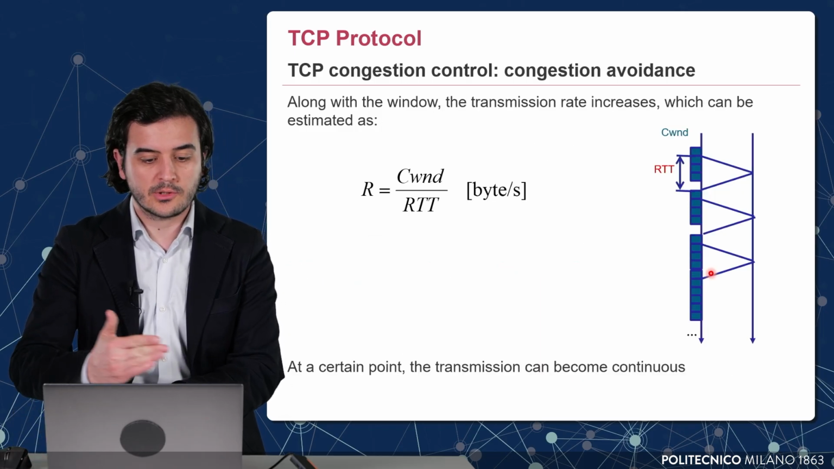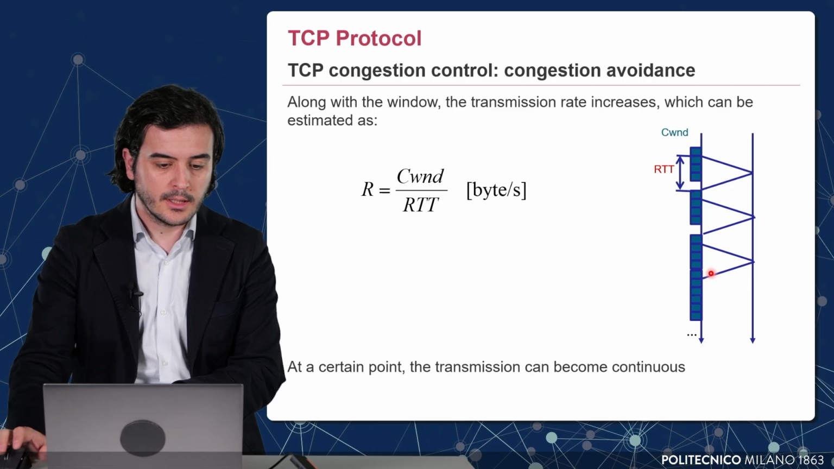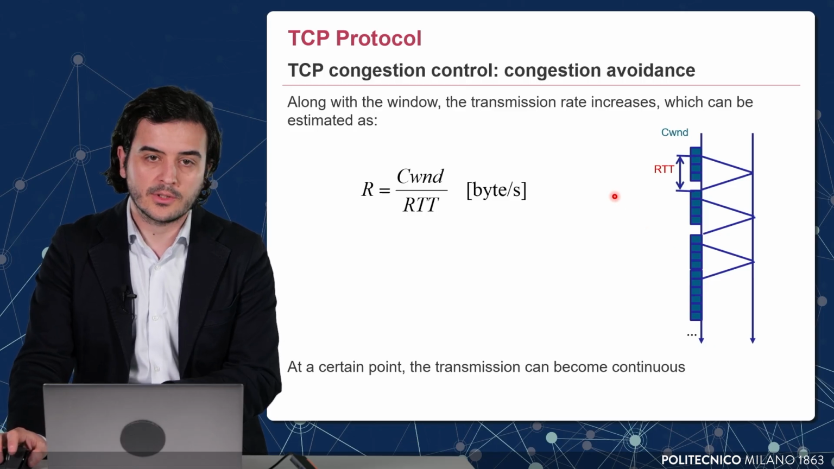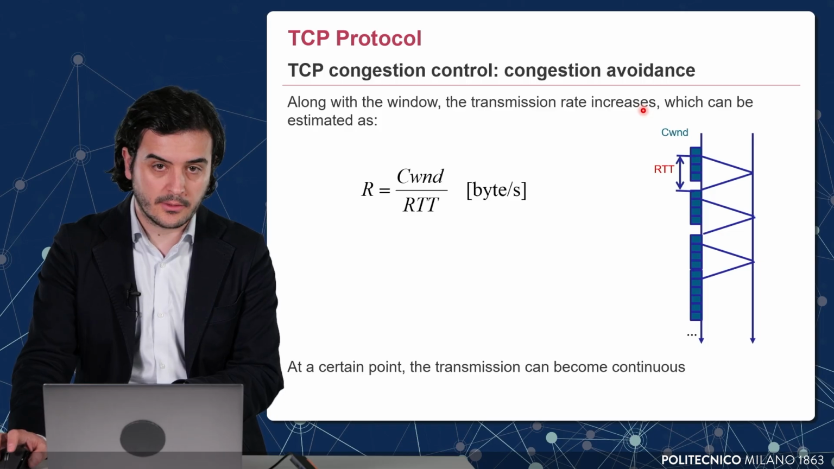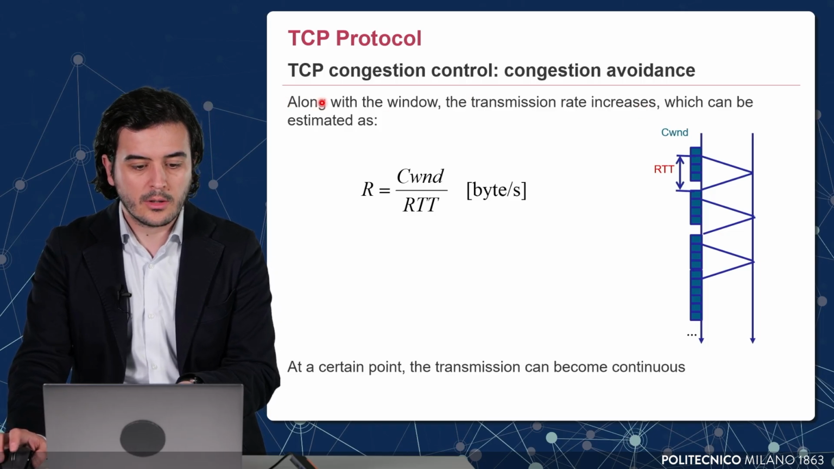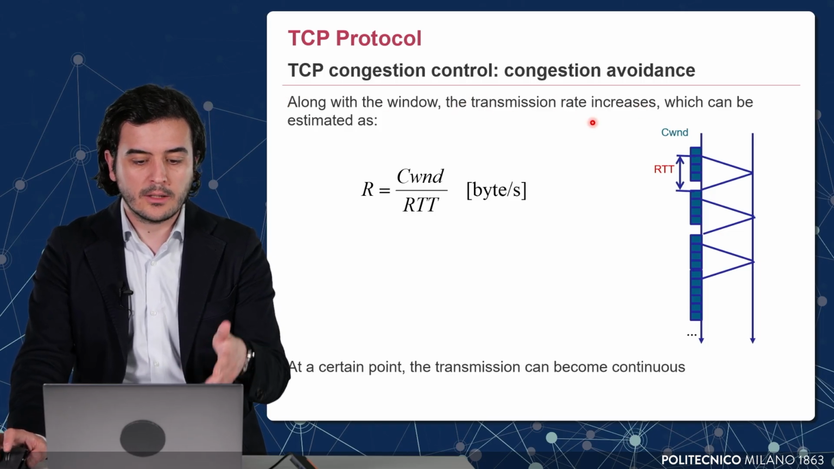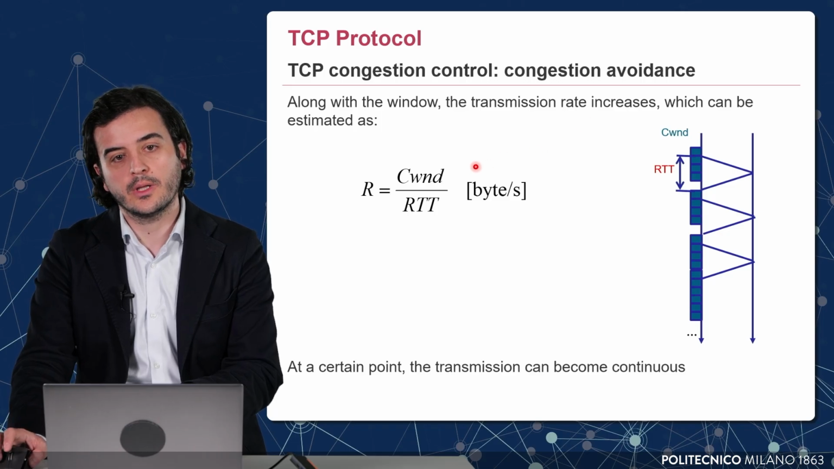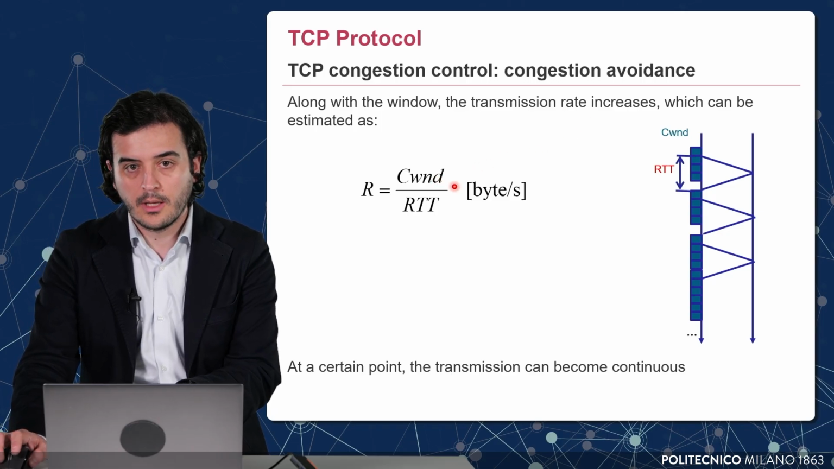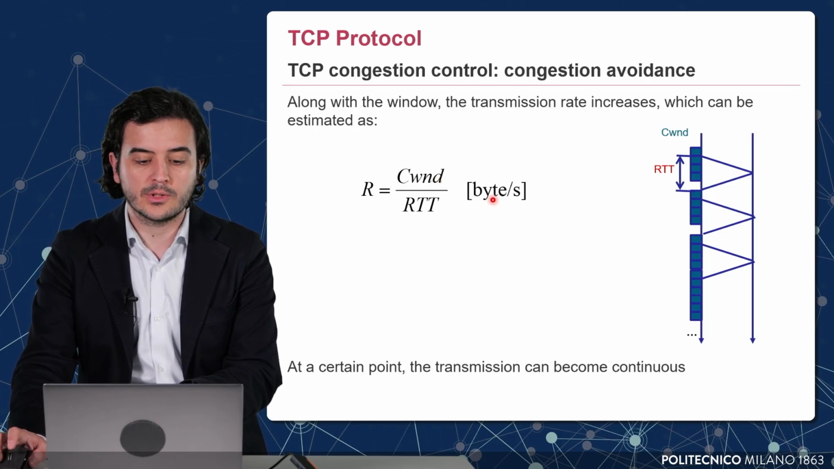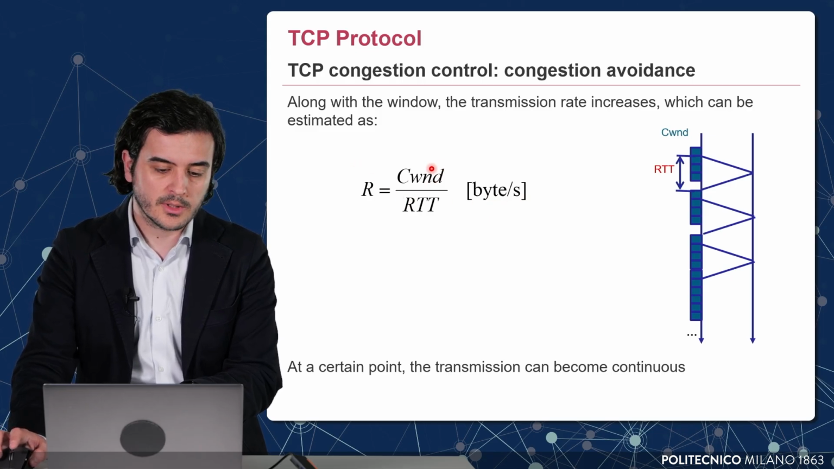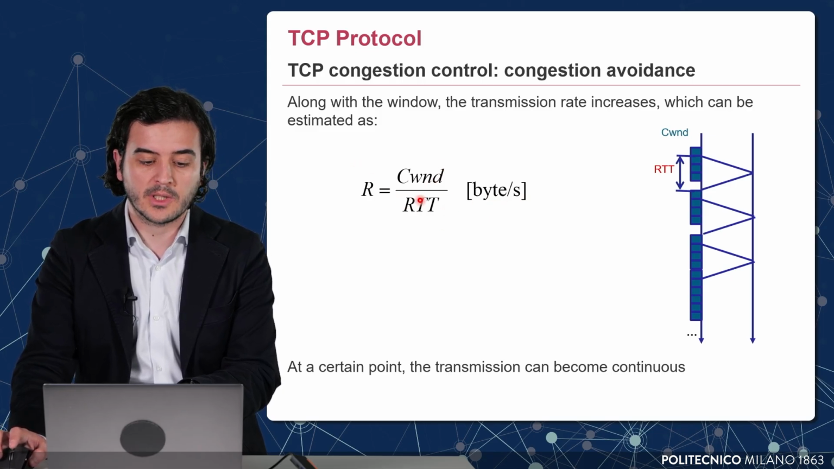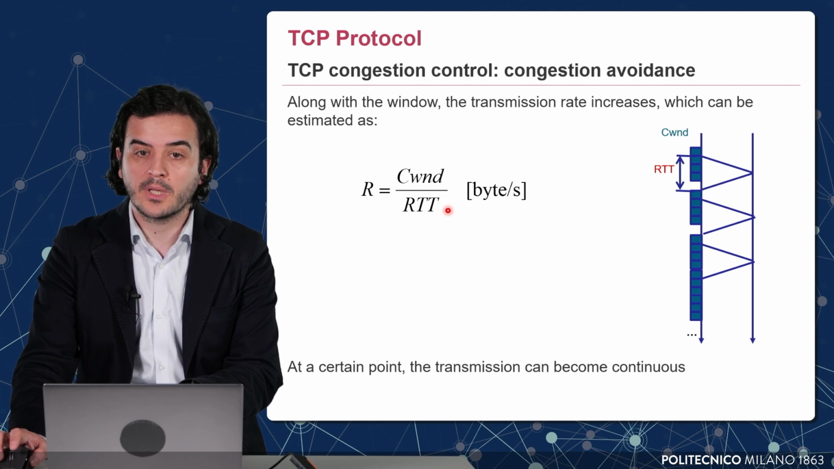So does this change anything else? The value of the congestion window also impacts the transmission rate, because along with the window, the transmission rate will increase with the increase of the congestion window. The transmission rate R, which is expressed in bytes per second, is the ratio between the congestion window and the round-trip time, defined as RTT.